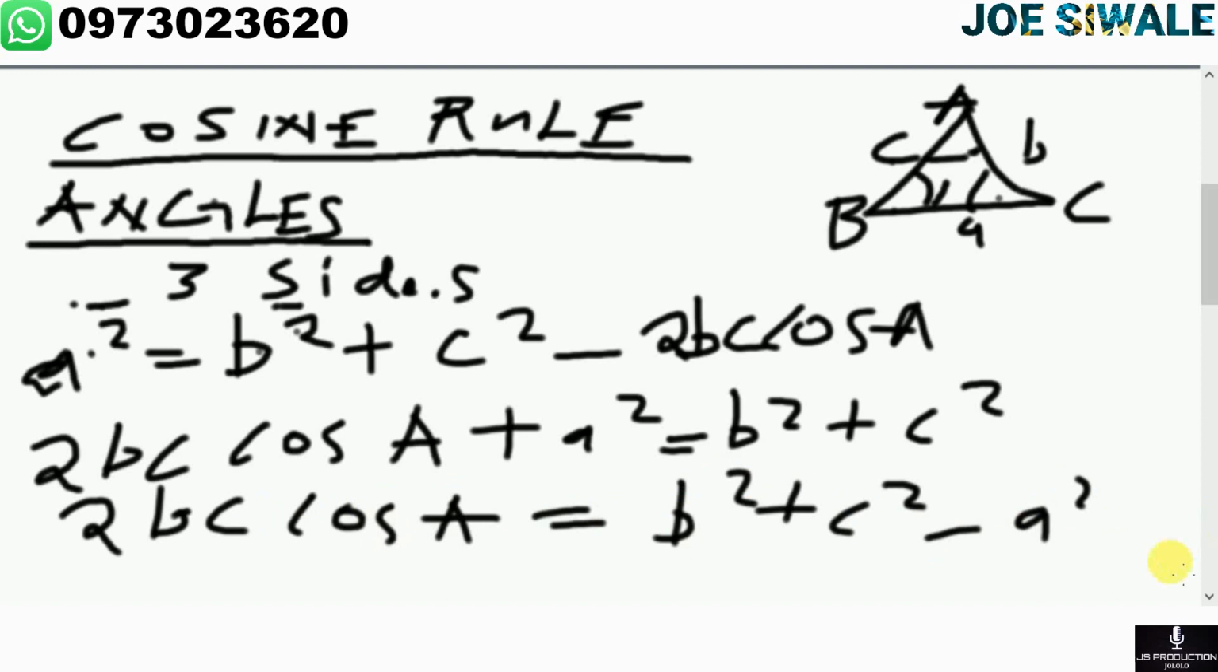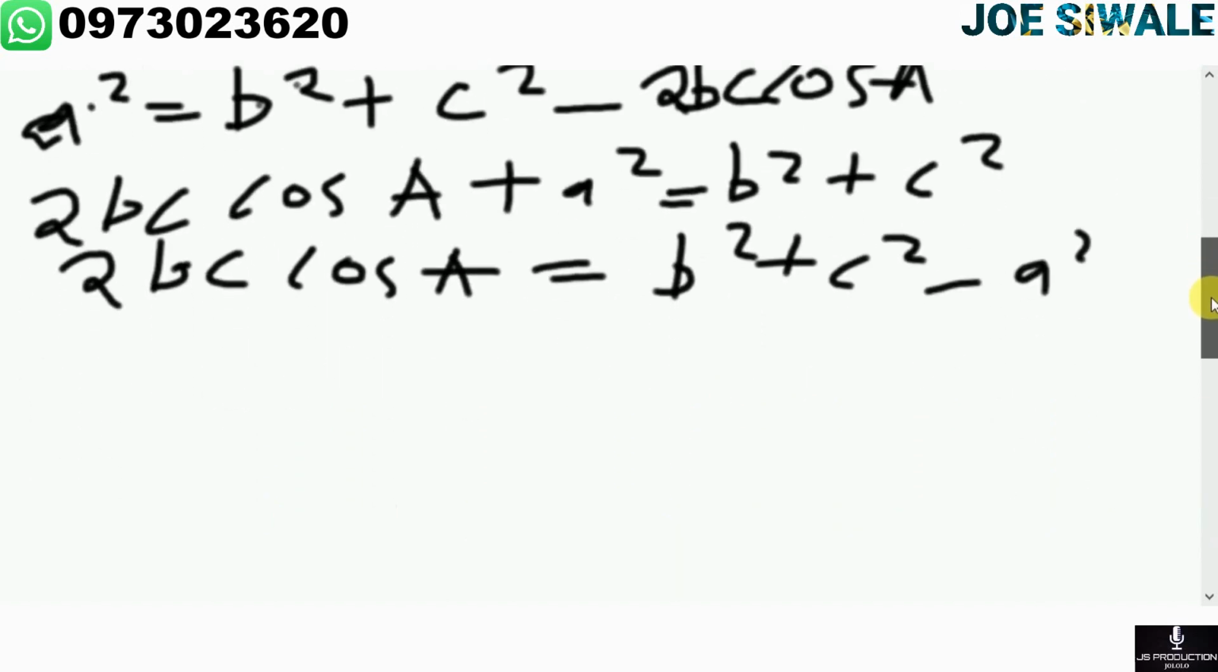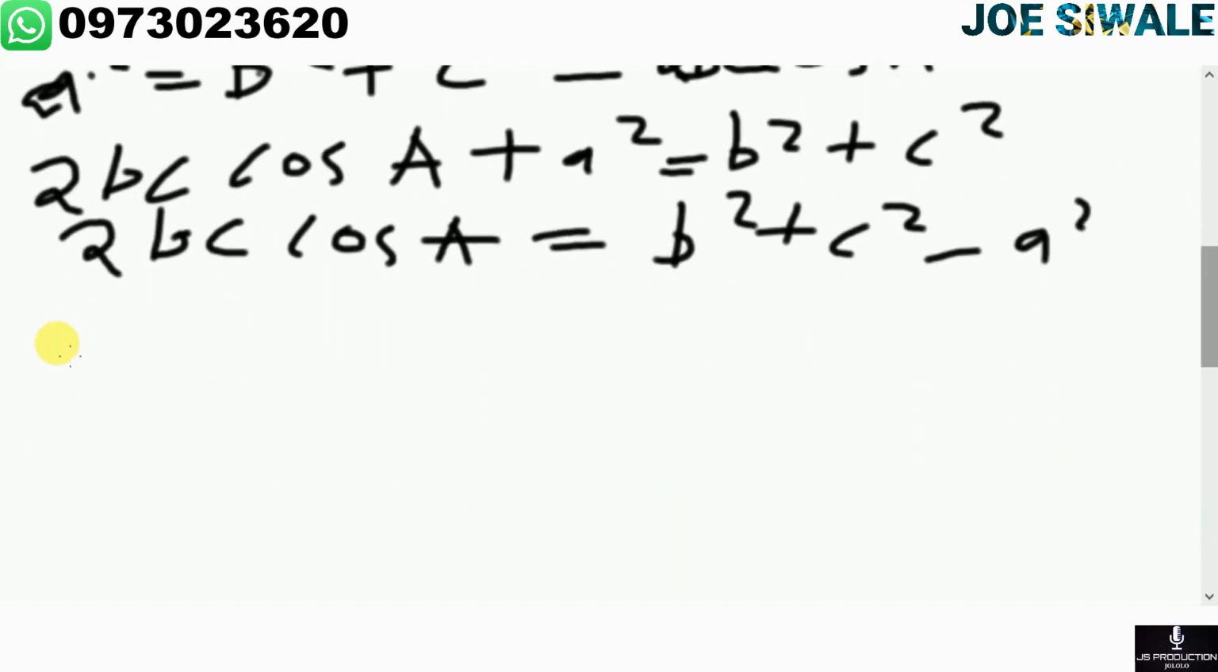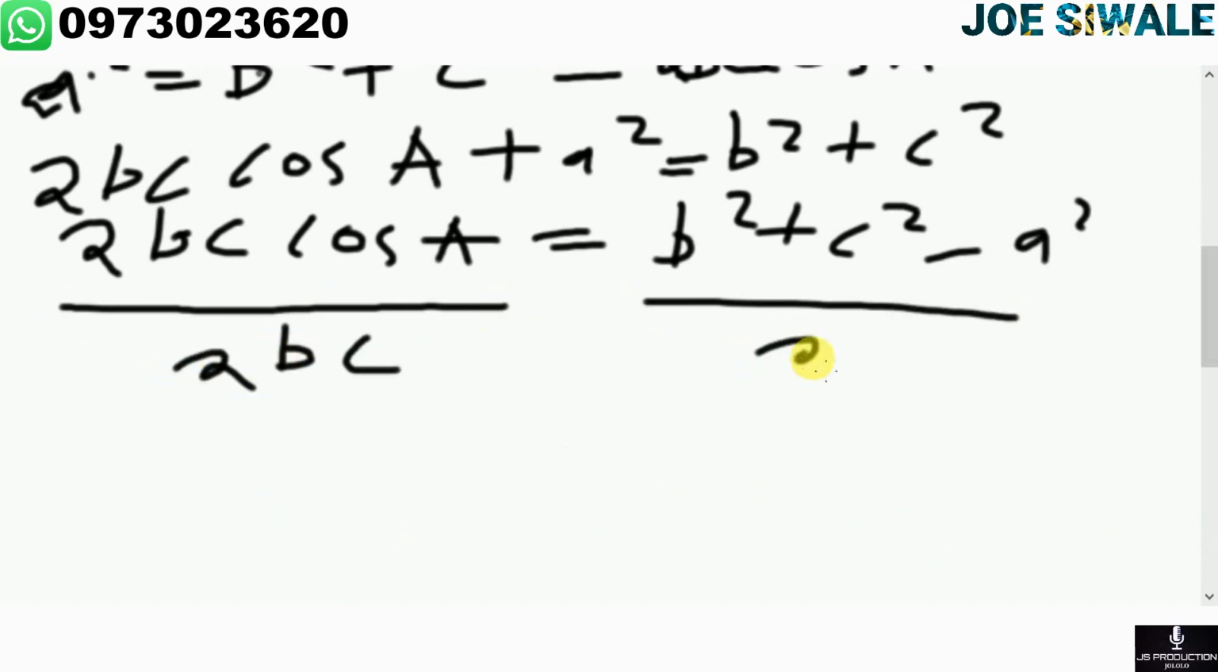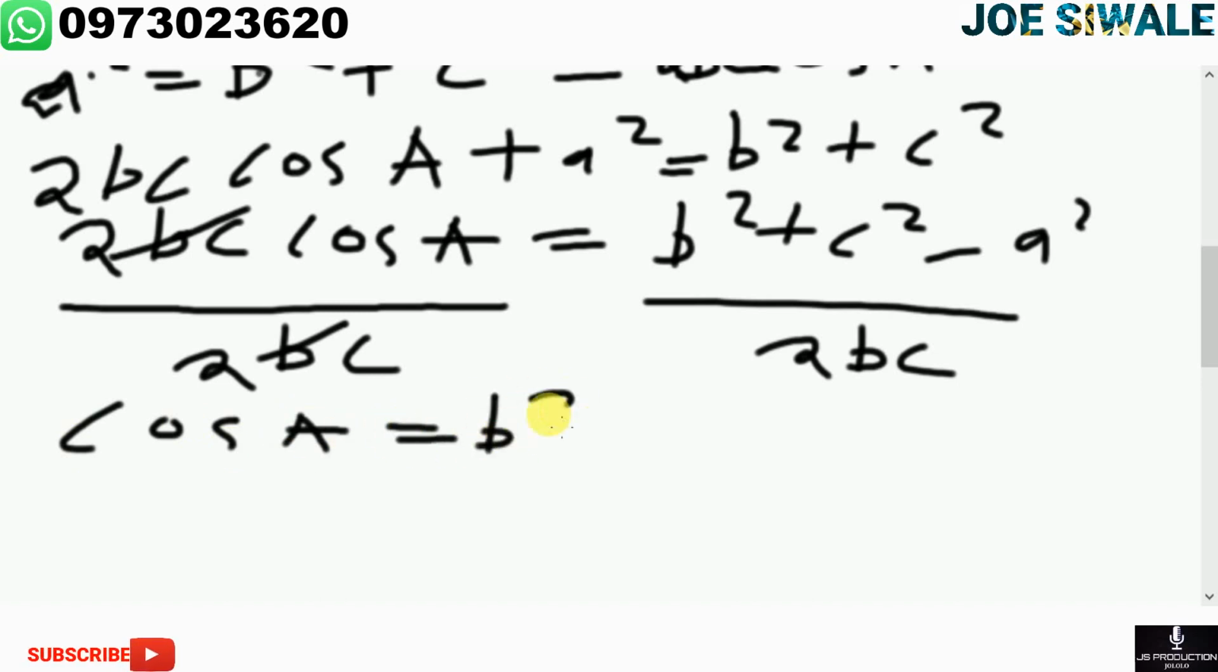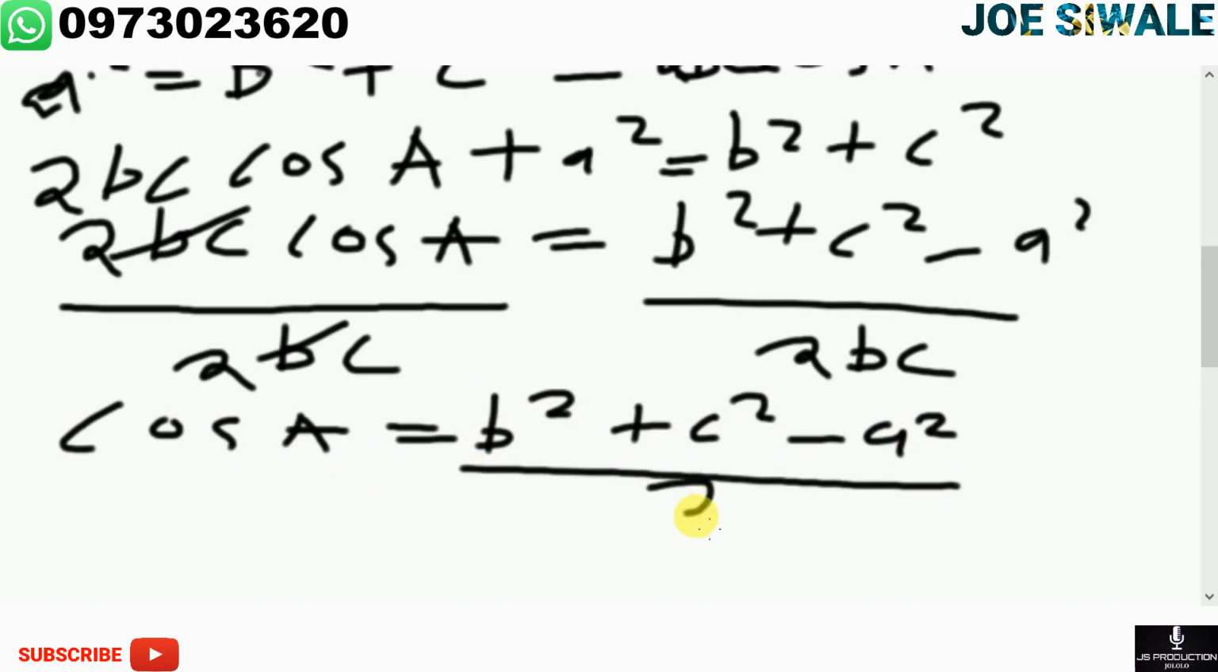Then the next thing that I'm going to do here is to divide both sides by 2bc. So this and this can cancel. This means we're remaining with cos a is equal to b squared plus c squared minus a squared divided by 2bc. So this is the formula that we use when we are calculating the angle at A.